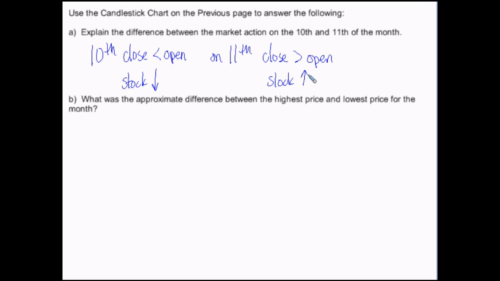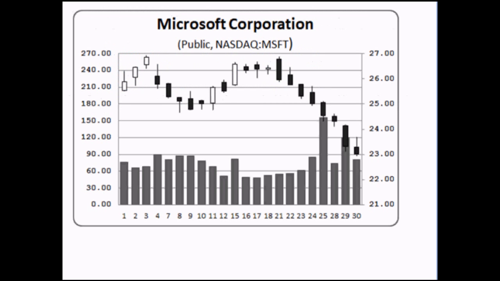What is the approximate difference between the highest price and the lowest price for the month? So we're going to look for the very top line and the very bottom line, because the highs are the sticks and the lows are the other sticks. So if I come over here, I'm looking for the very tallest stick. And it's the third day in. And it's just a little bit under $270. See that? So I'm just going to call it, you think 269? Okay. Yeah, that good, 269?